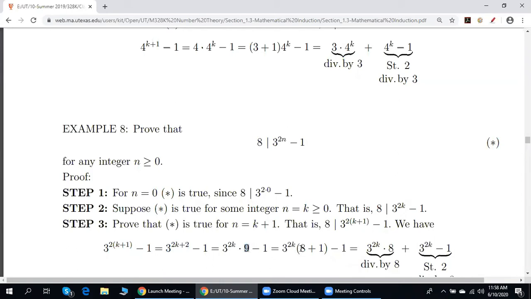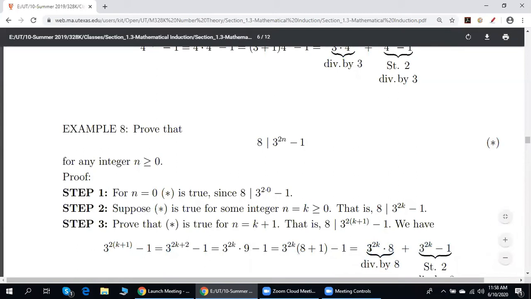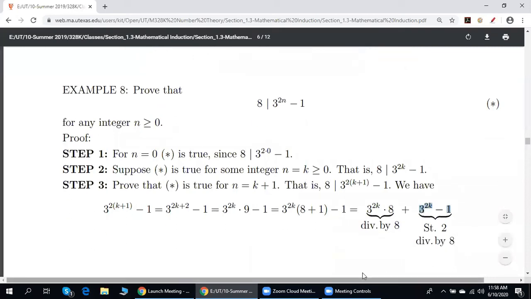9 can be rewritten as 8 plus 1. We expand parentheses, we get this. Term number 1 is divisible by 8 because it is of the form 8 times integer. Term number 2 is divisible by 8 thanks to step 2. Since this is divisible by 8 and this is divisible by 8, the whole thing is divisible by 8. Since this is identically equal to this, this is divisible by 8.